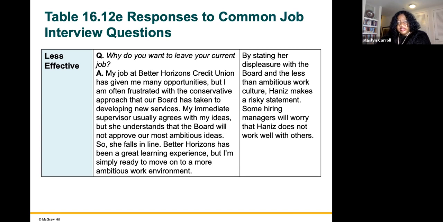My immediate supervisor usually agrees with my ideas, but she understands that the board would not approve our most ambitious ideas. So she falls in line. Better Horizons has been a great learning experience, but I'm simply ready to move on to a more ambitious work environment. Well, by stating her displeasure with the board and the less than ambitious work culture, she makes a risky statement. Some hiring managers would worry that she does not work well with others.